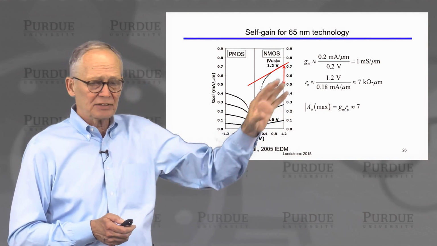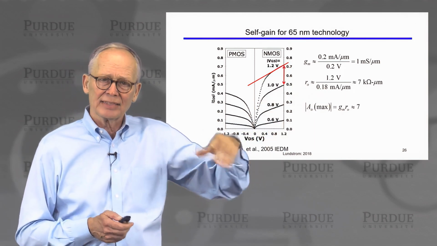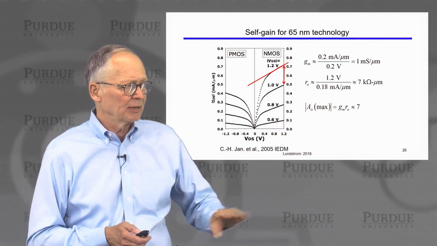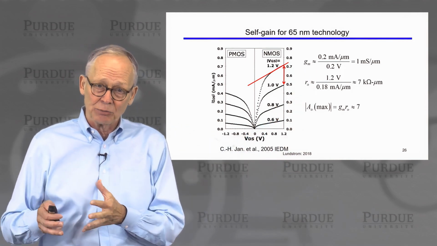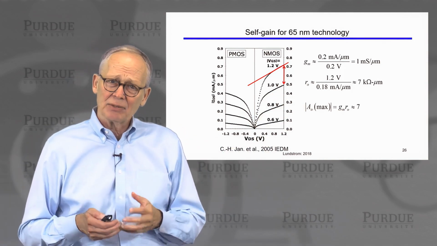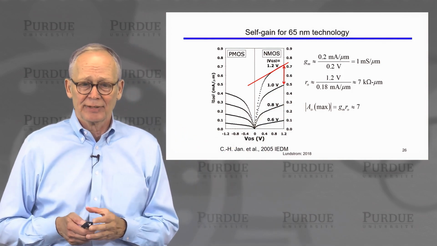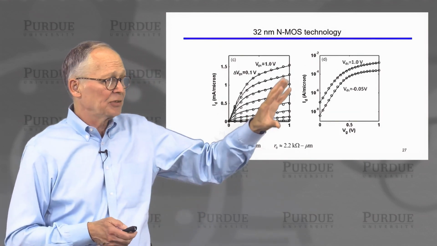We've seen these before, so I'll just remind you. The transconductance was about 1 millisiemen per micrometer. The output resistance was about 7 kilo-ohm micrometers. And we did the self-gain. It wasn't big, but it was big enough to do some analog circuits, with about 7, on the order of 10.